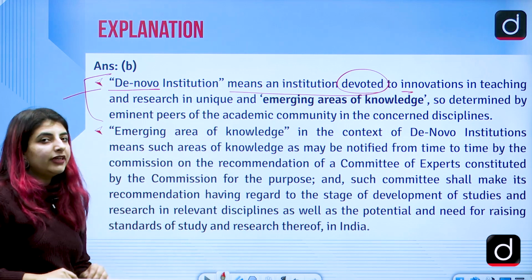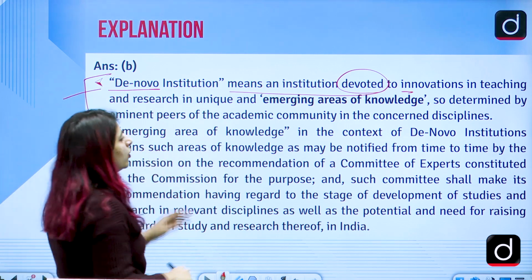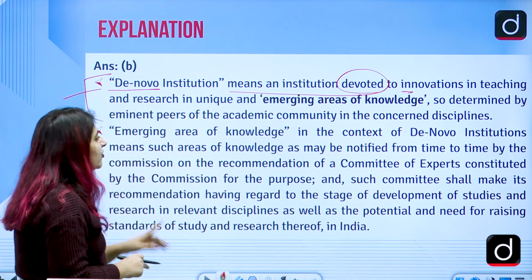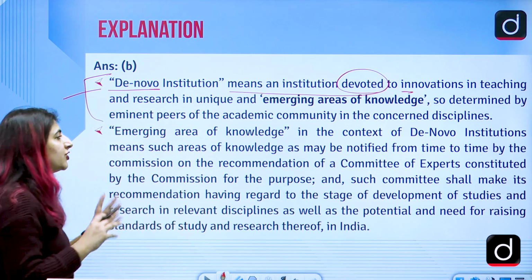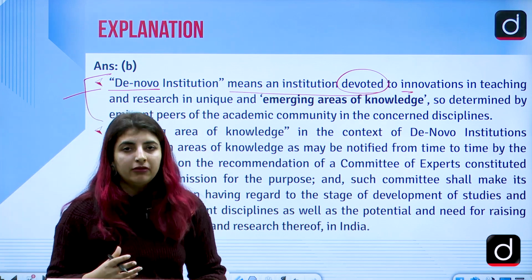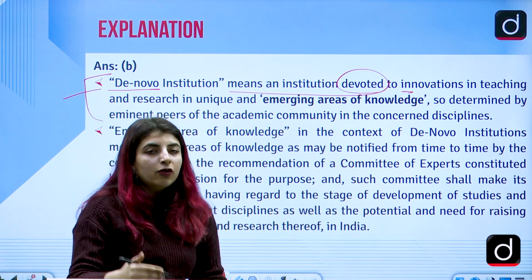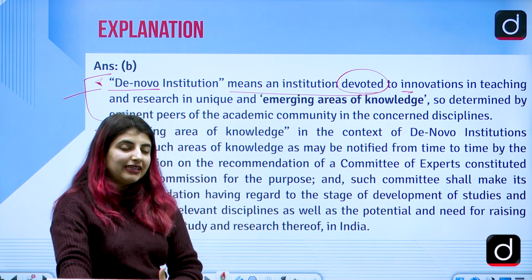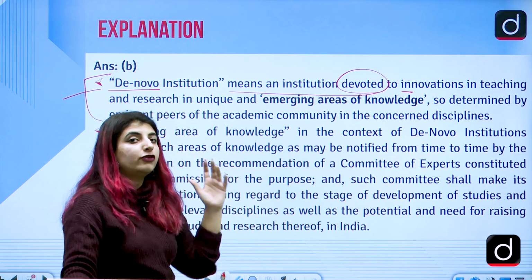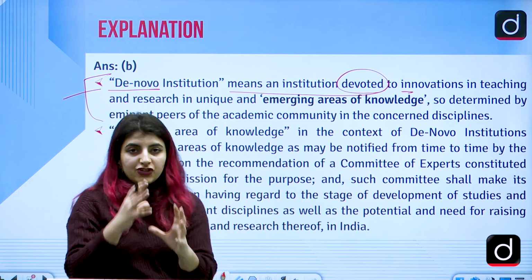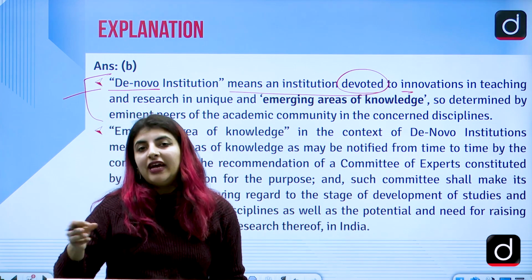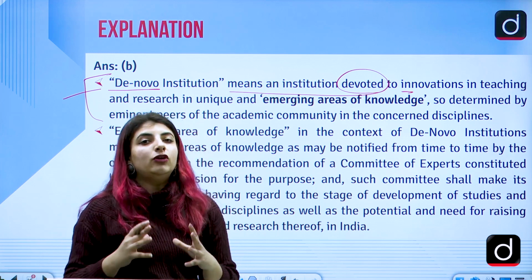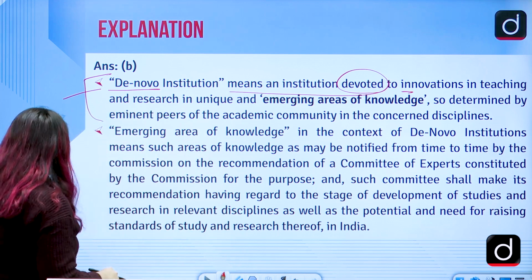that is known as a de novo institution. Emerging area of knowledge in the context of de novo institutions means such area of knowledge as may be notified from time to time, which, if I simply put it in my terms, is anything which has not been brought to the table yet. And if a de novo institution says that yes, this is an emerging field of knowledge on which no institution has yet done any kind of research or teaching, I am going to do it, that is known as a de novo institution, correct?